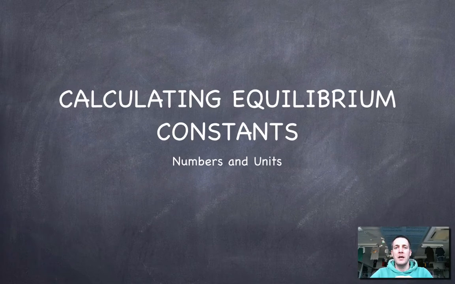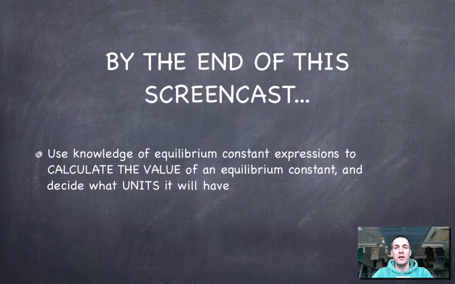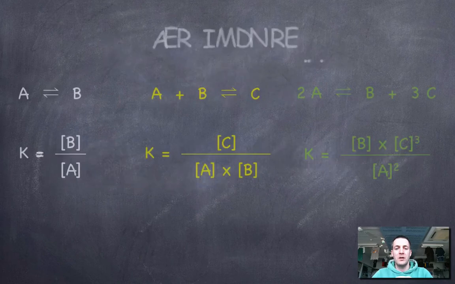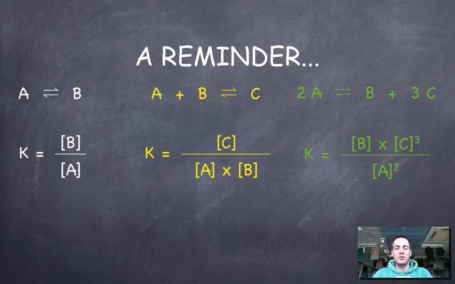In the standard level topic we looked at what equilibrium constants were and we wrote expressions for them. Here we're actually going to be trying to calculate the value of K, which we didn't have to do at SL, and we're also going to decide what units it might have. Hopefully it's going to be a bit of a shorter film than the last one.